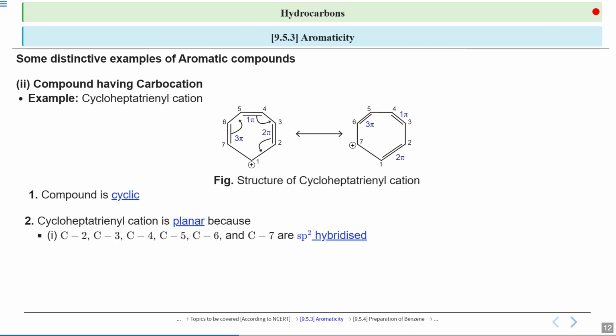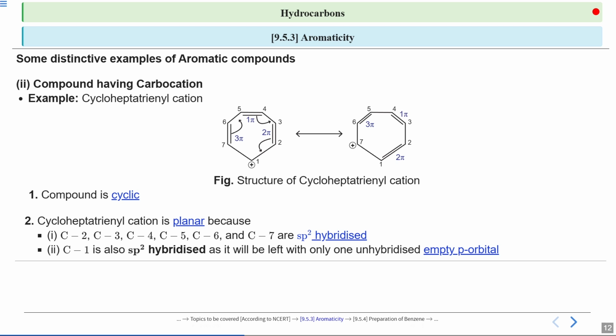electrons. Now, coming to the points, we can see here that carbon 2 through carbon 7 are all sp2 hybridized. This means that each carbon has one unhybridized p orbital that can participate in the delocalized system. sp2 hybridization is important because it keeps the ring flat and allows for the necessary overlap of orbitals. Now, remember C1 is also sp2 hybridized. Even though it carries the positive charge, this leaves it with an empty p orbital, which is crucial for maintaining the continuous ring of overlapping p orbitals. This arrangement is what gives the cycloheptatrienyl cation its aromatic nature.